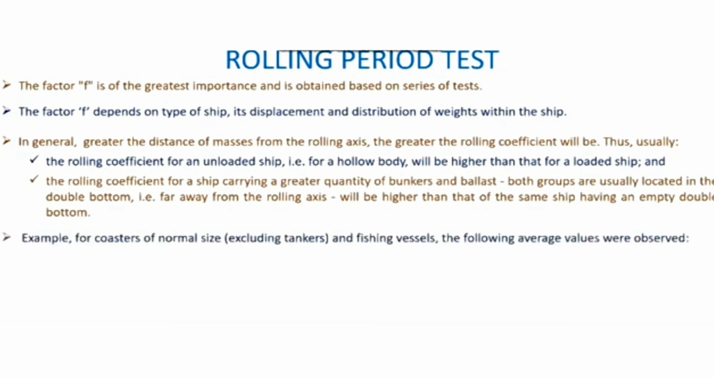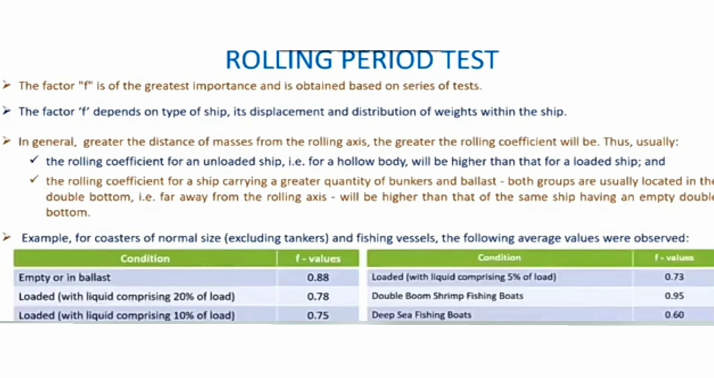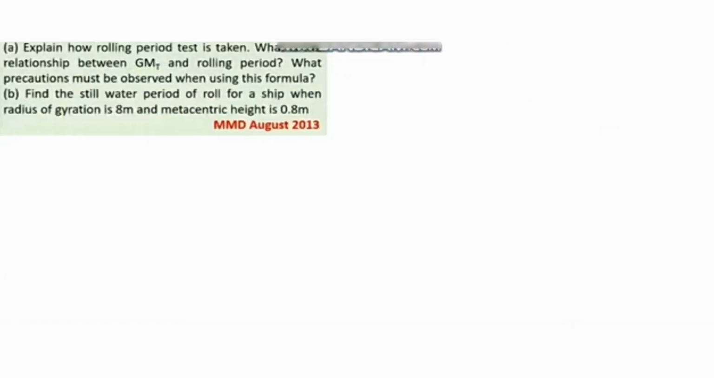Some values of this factor F are typically arrived at, and those values are here. You don't have to remember these values, they are only for information. It's not that you have to mug up these values. These are typical values of F. Empty or in ballast it's higher, 0.8, loaded it's 0.78. So you see the ballast condition value of F is higher. There's no point in mugging them up because they will be ship-specific values. They cannot be generic for all ships. Based on this, I'll take you through the rolling period test later, but let's take some numericals.